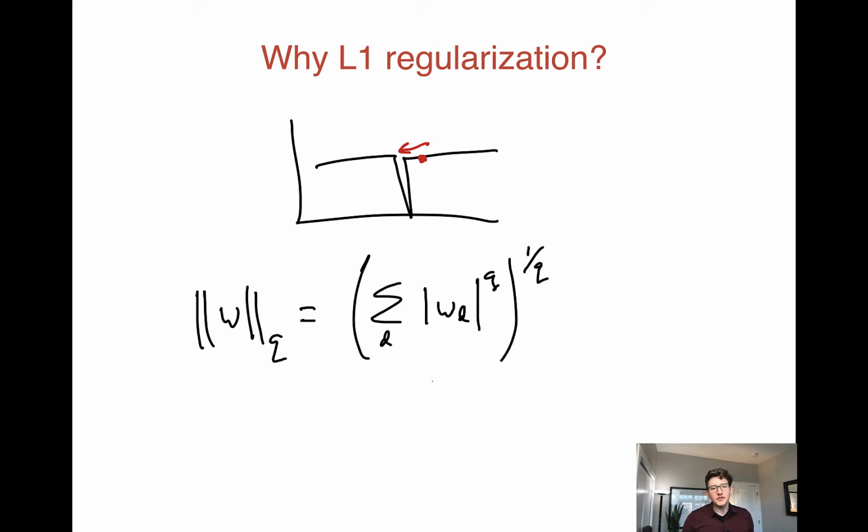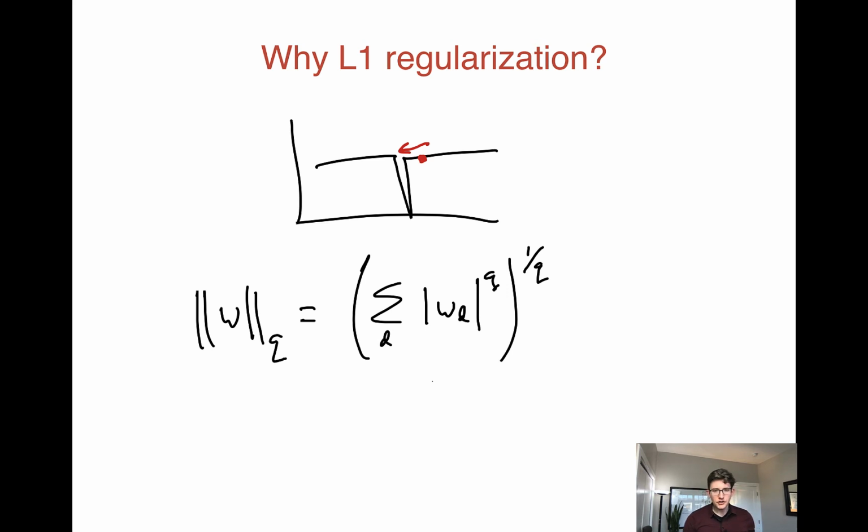Let's imagine the class of Q norms. So this includes L1 and L2 norms. It's not too hard to look at this expression here. I've written this expression as the sum over D of the absolute value of W_D to the qth power, all to the power of 1 over Q. So in the case of Q equals 2, this is Euclidean distance. In the case of Q equals 1, this is that Laplace prior or L1 regularization, or our L1 norm, term that we just saw.